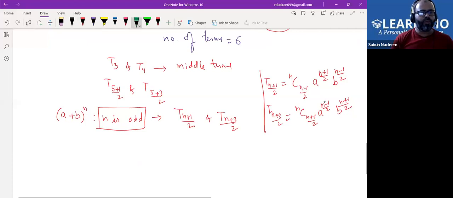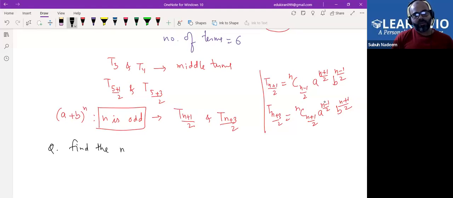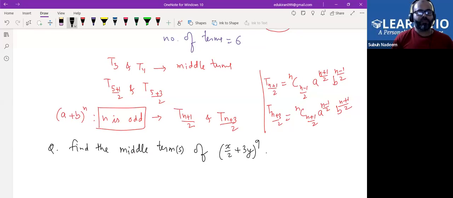So I'm giving you a question also. Just give it a try. Find the middle term or terms, whatever the case may be, of (x by 2 plus 3y) to the power 9. Just do this. I'm coming from the washroom in a minute.